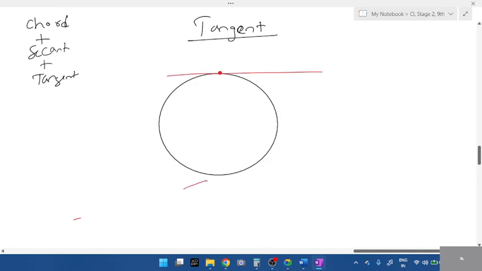This is a tangent. This is a tangent. Okay, if I draw like this, even this is also a tangent. This one, all four are tangent, and it touches only a single point. This point we call point of contact.